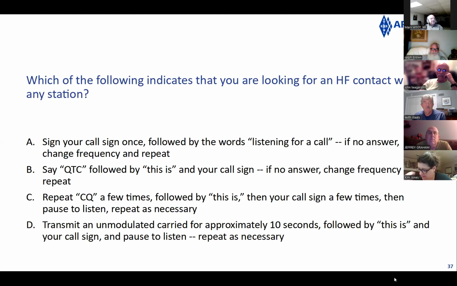Which of the following indicates that you're looking for an HF contact with any station? A. Say your call sign once, followed by the words listening for a call. If no answer, change frequency and repeat. B. Say QTC, followed by this is and your call sign. If no answer, change frequency and repeat. C. Repeat CQ a few times, followed by this is, then your call sign a few times. Then pause to listen, repeat as necessary. D. Transmit an unmodulated carrier for approximately 10 seconds, followed by this is and your call sign, and pause to listen. Charlie. Yep.